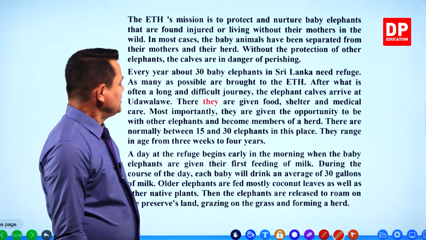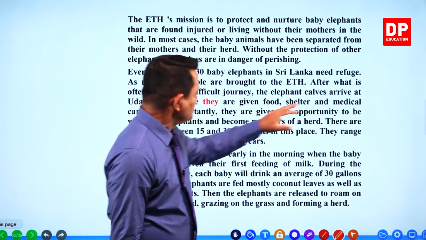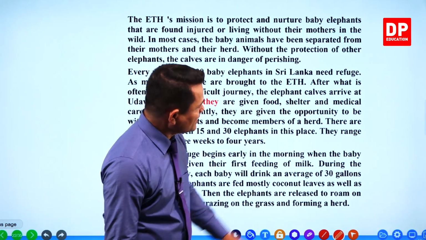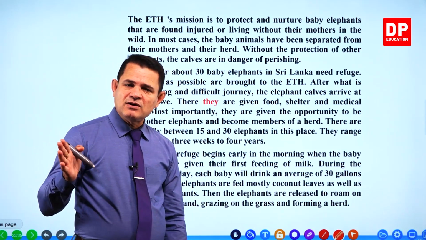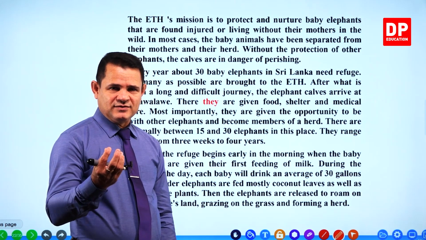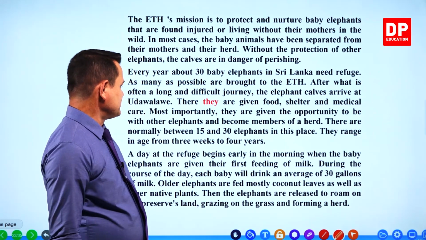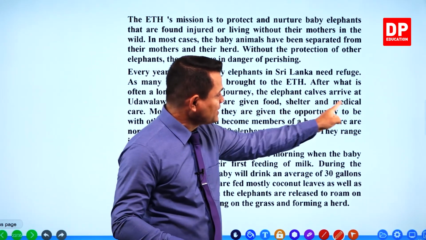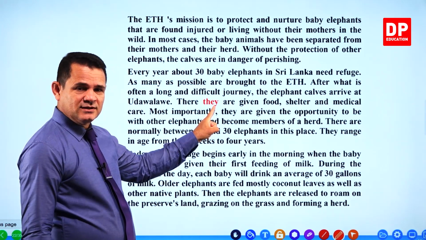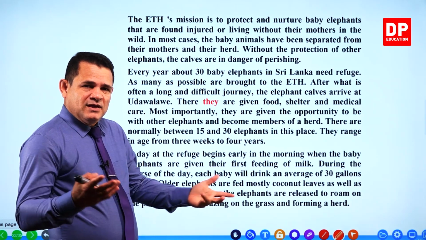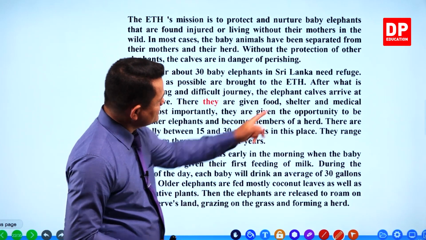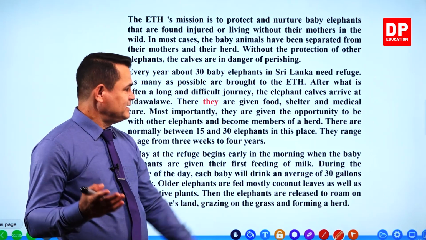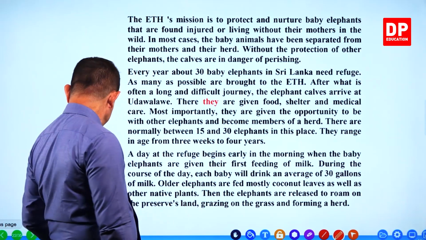And fourth paragraph, let's see. Here this one. Now let's go to that sentence and see. After what is often a long and difficult journey, the elephant cows arrive at Udawalawa. දිග අමාරු ගමනකට පස්සේ elephant cows ඒ කියන්නේ baby elephants අලි පැටව් උඩවලවට ළඟා වෙනවා. එහිදී they are given food. ඒගොල්ලන්ට ආහාර දෙනවා. Food, shelter and medical care. එතකොට මෙතන they කියන්නේ කවුද? Now just before that අපි කිව්වම baby elephants or elephant. Now in this sentence the elephant cows or baby elephants. It is very clear, right? And let's go to the next one and see.